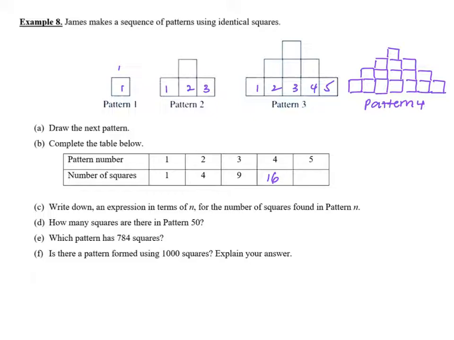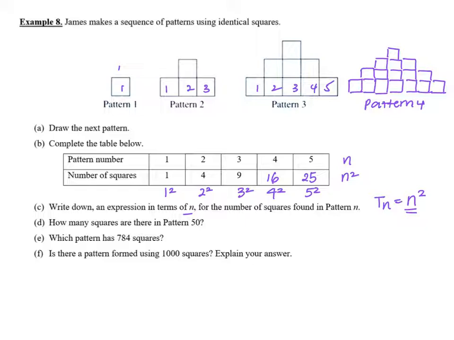What do you think will be the number of squares for pattern 5? Well, it's going to be 25. Have you found the pattern? This is actually made up of 1 square, 2 square, 3 square, 4 square, and 5 square. So write down an expression in terms of n for the number of squares found in pattern n. If I have pattern n, then my number of squares will be n squared. Term n is n squared.